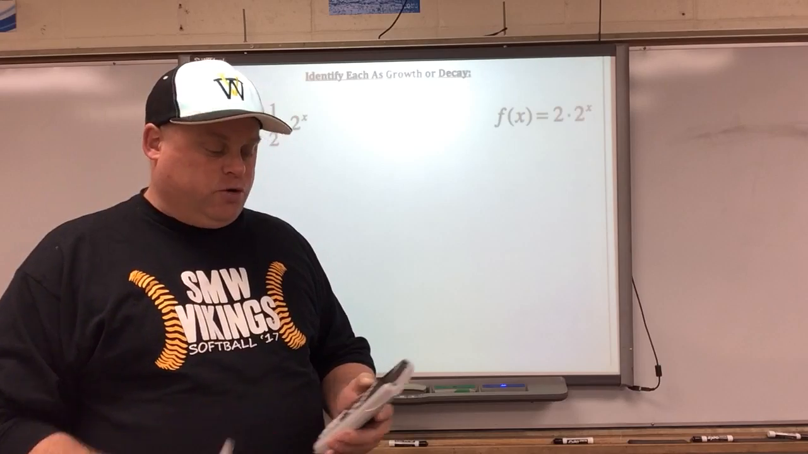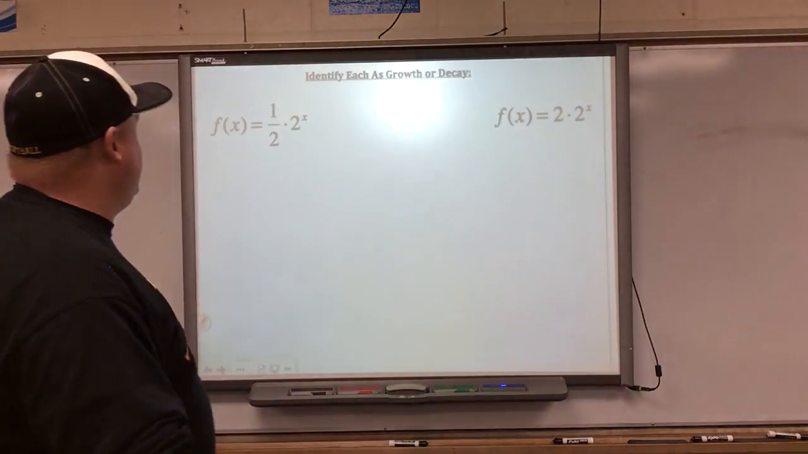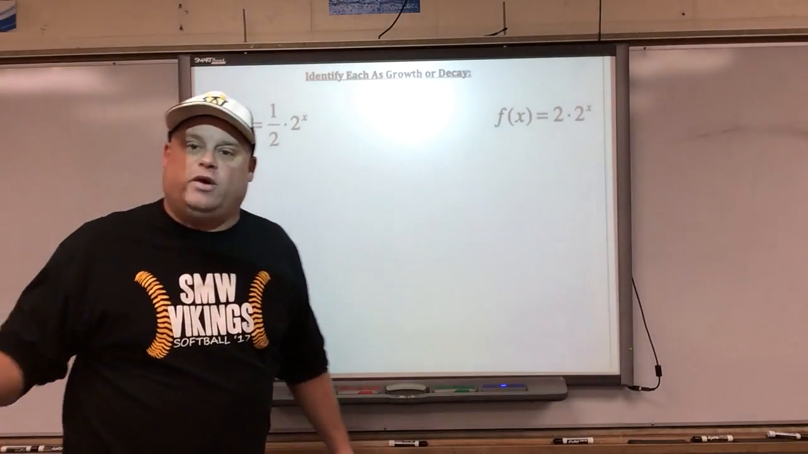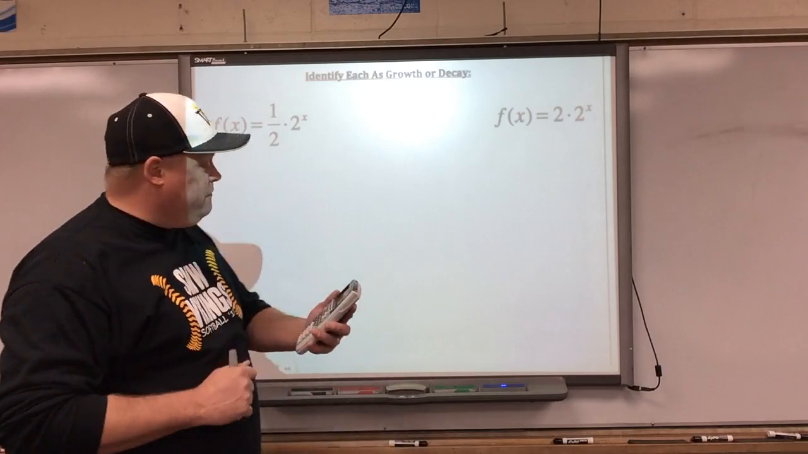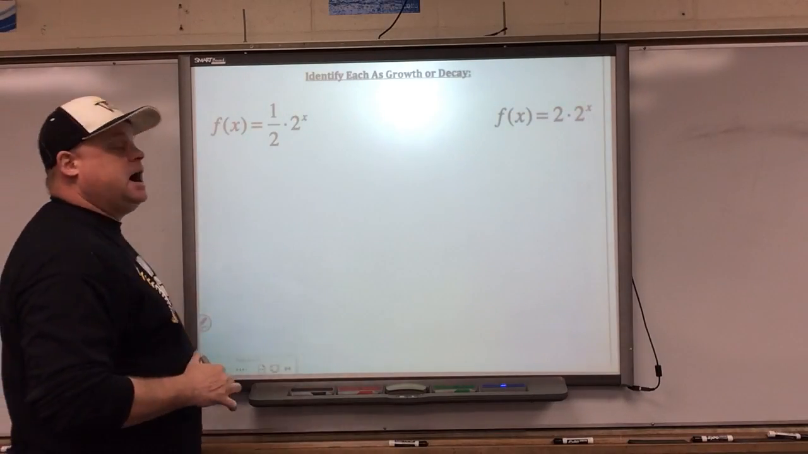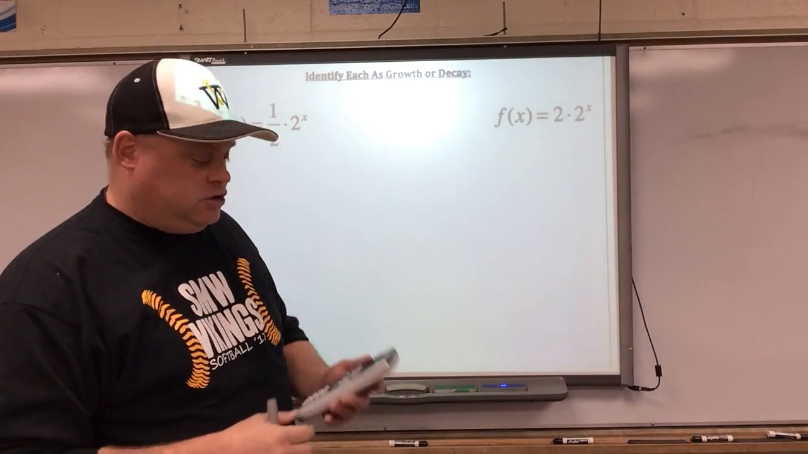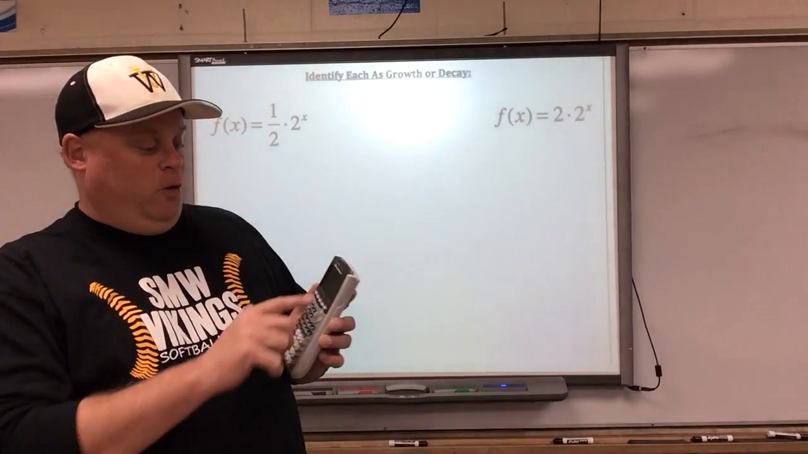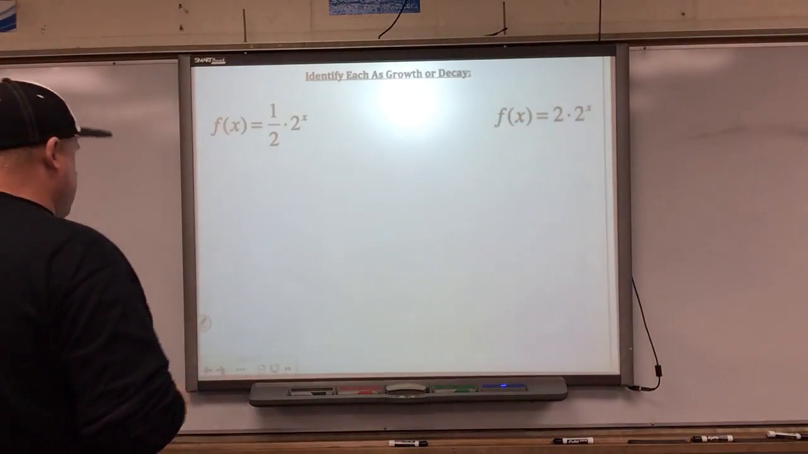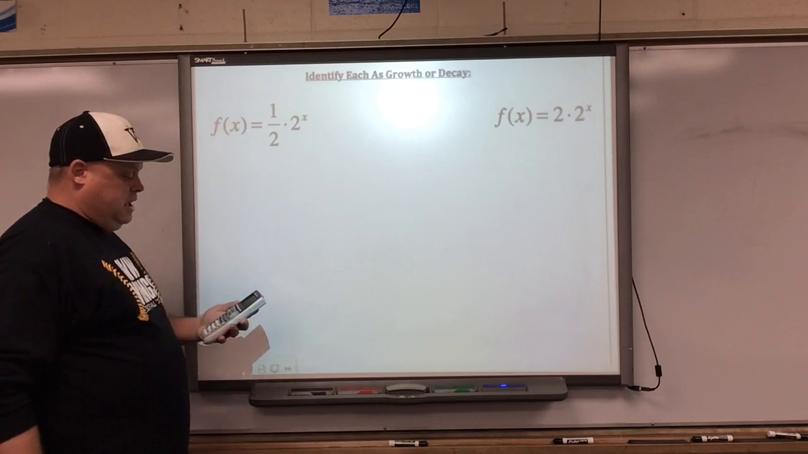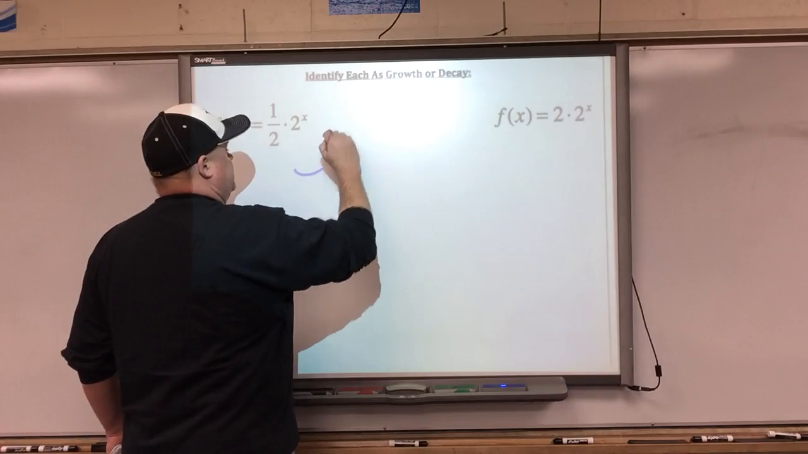If you remember, you hit the y equals button and put in 1/2. How do I write 1/2 as a decimal? 0.5. Put in 0.5 times 2 raised to x. So you should have 0.5 times 2 raised to the x. Hit graph, and you should see a graph that looks like this.